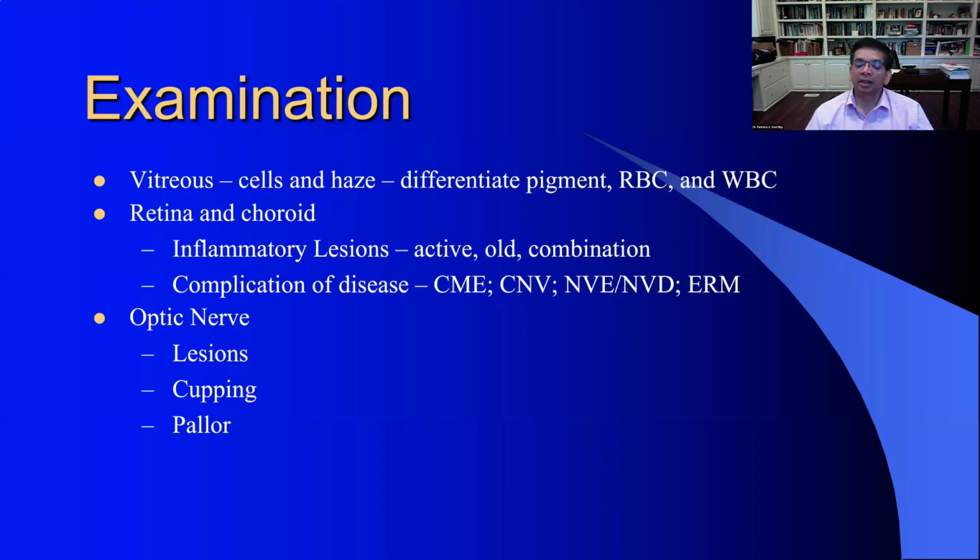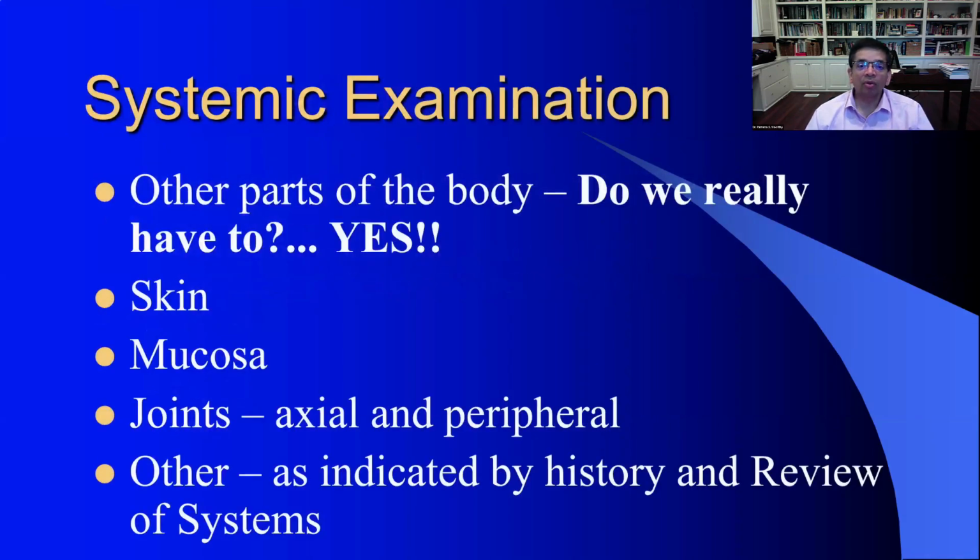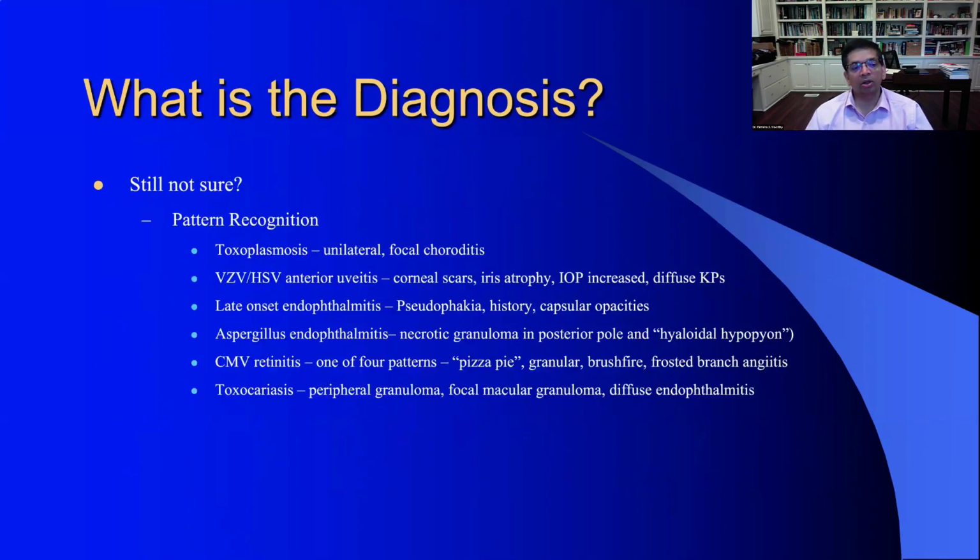Look in the retina for inflammatory lesions, retinal vascular lesions, retinal hemorrhages, cotton wool spots, vascular sheathing, presence of macular edema, cystoid macular edema, presence of secondary complications like choroidal neovascularization or neovascularization. Those kinds of things can be helpful, give you clues as to what's going on. Yes, you have to look at the other parts of the body on the exam too, the skin, the mucosa, joints, and things that I've already talked about.